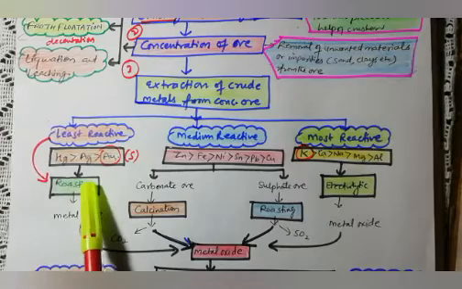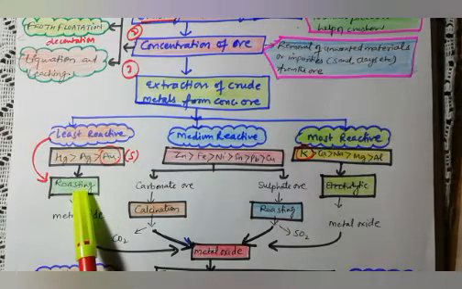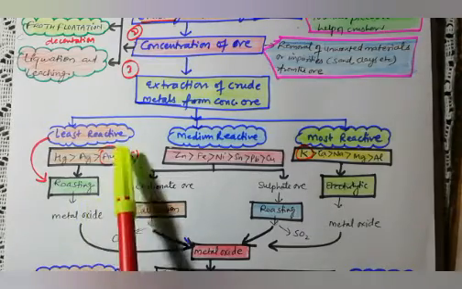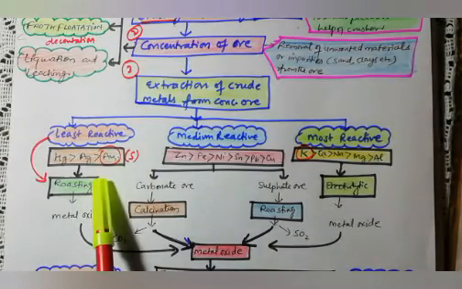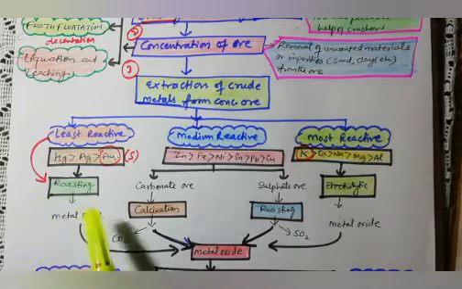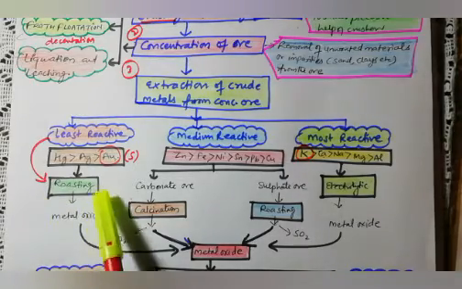Basically, roasting is the process of heating the ore strongly in the presence of excess air. Okay, it is mainly used for sulfide ore. During roasting, the moisture and other volatile impurities are removed and the ore is converted into oxides.